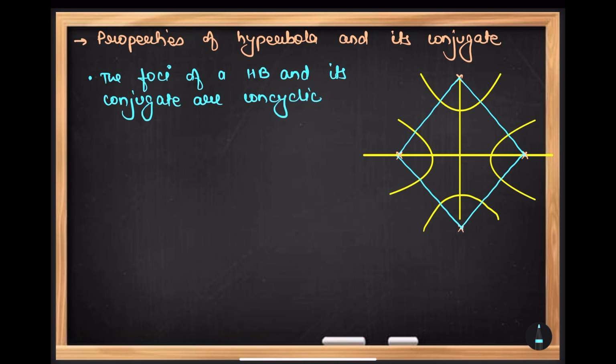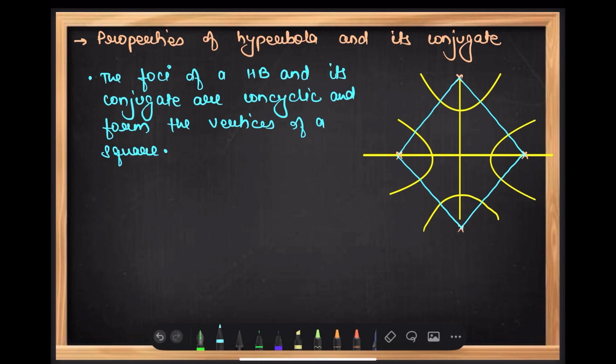Okay, so with the help of this idea you can find out the angle between these straight lines. Concyclic and form the vertices of a square. So this is also forming a square. For angle you can take help of concyclicity, meaning these points will lie on a circle.